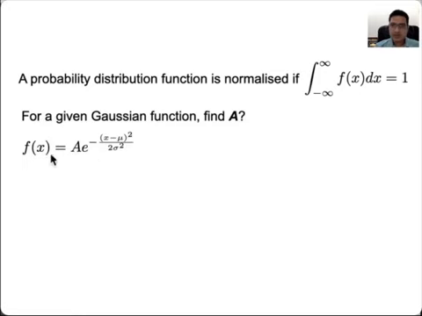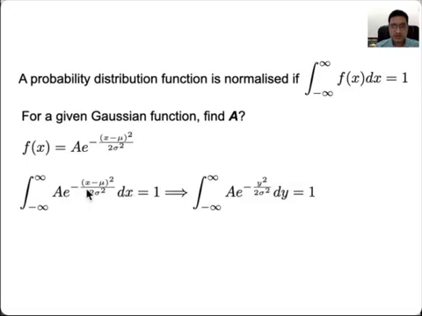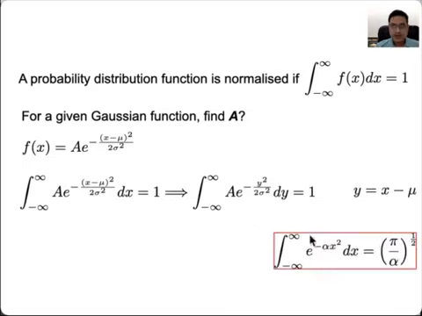So we can substitute this value of f of x here. Now a is a constant, it is not dependent on x. What I can also do is assume x minus mu as y, so change the variable. This is what I have written, and the integral of this particular Gaussian function has a very specific value. So this is the value of your Gaussian integral.